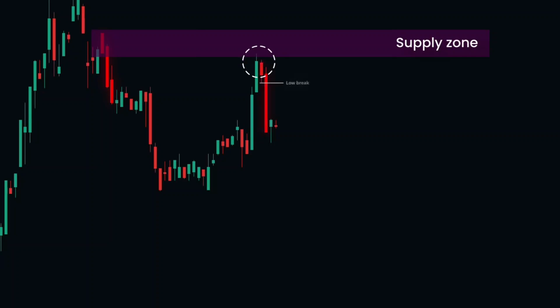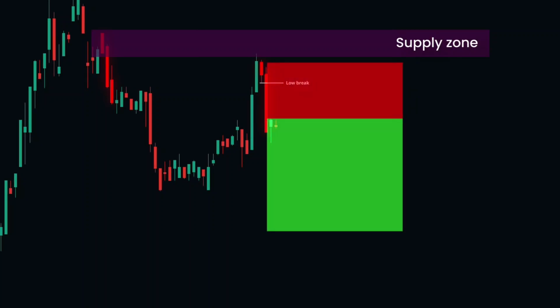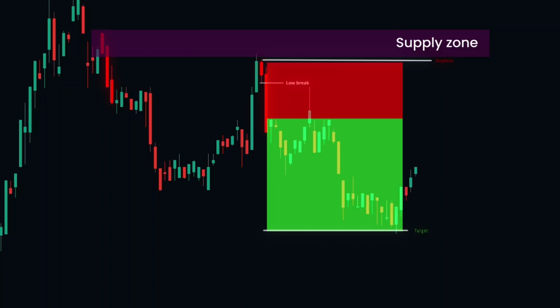The next candle broke the low of this candle and closed. This candle is telling us that big players are selling here. So, you can set your entry here, and your stop loss will be at the high of the first candle. You can set a minimum of 1 to 3 for the end target.